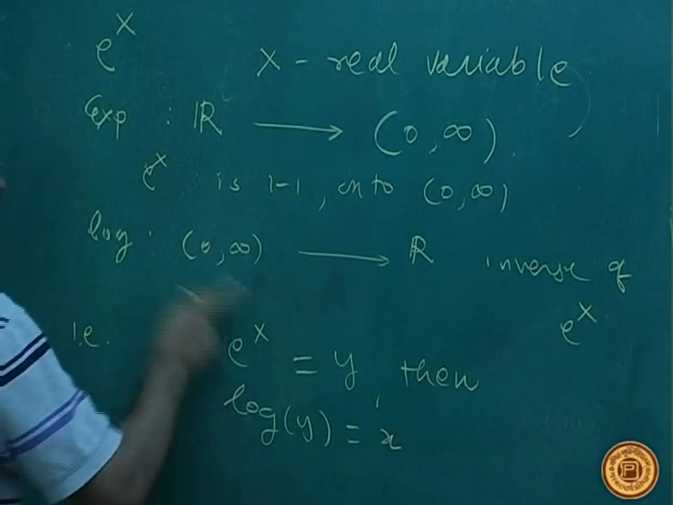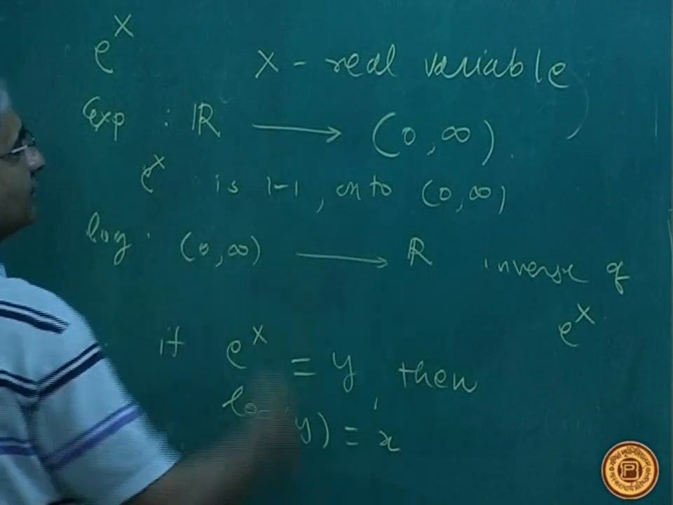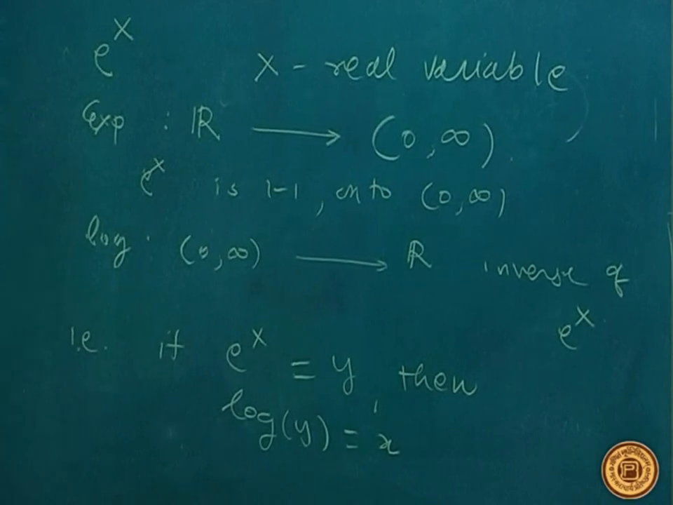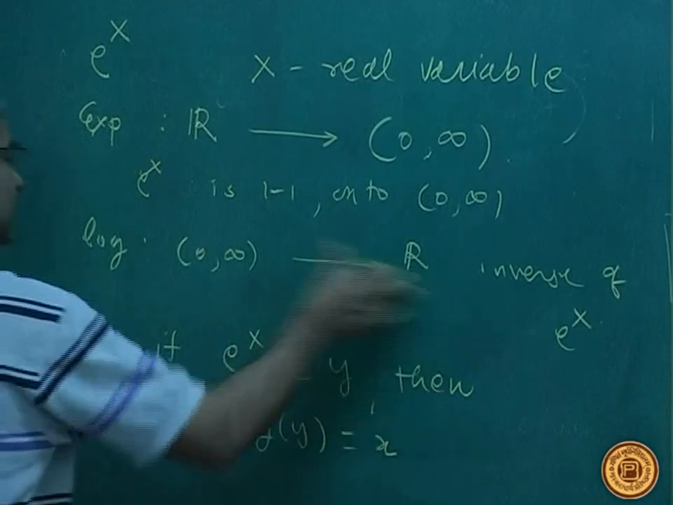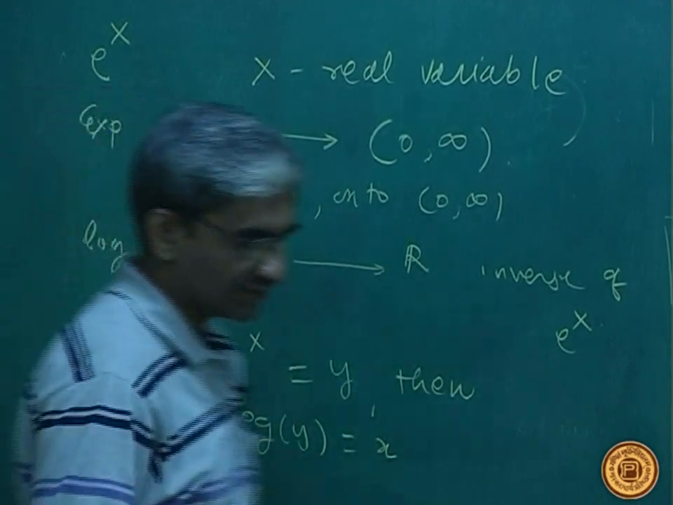So in this sense, this is inverse. So inverse of the function. Okay. So exponential function is a bijection from R to (0, infinity), and its inverse is normally called logarithmic function.